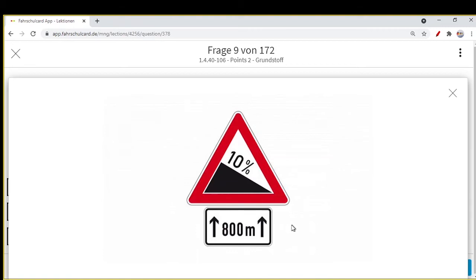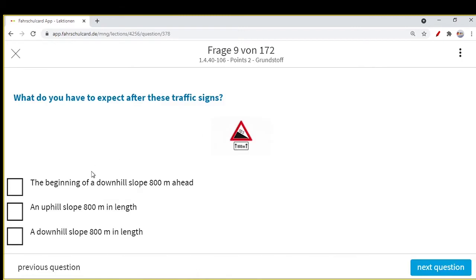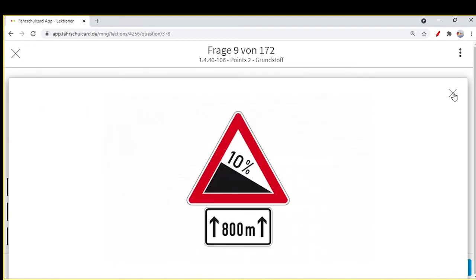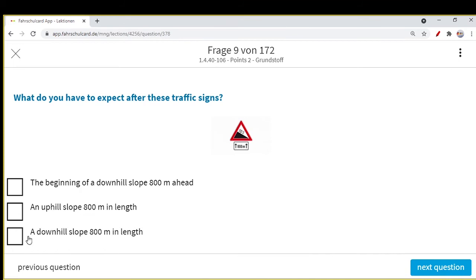So if there is no arrow, no arrows over here and over there, that means the 10% downhill slope will start after 800 meter. But currently, as arrows are there, they are saying that the 10% downhill slope has started right now for 800 meter. So a beginning of downhill slope 800 meter ahead, no. If there were no arrows, then this option could be correct. But right now the slope has started. So a downhill slope 800 meter in length.